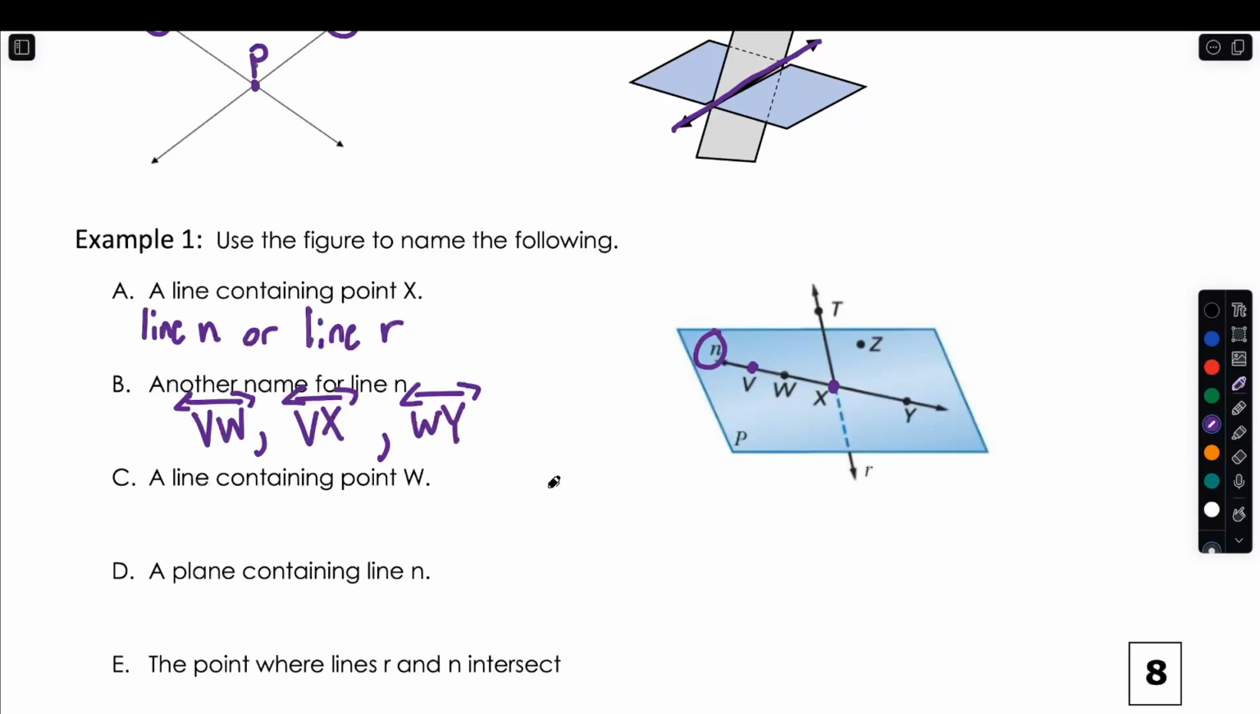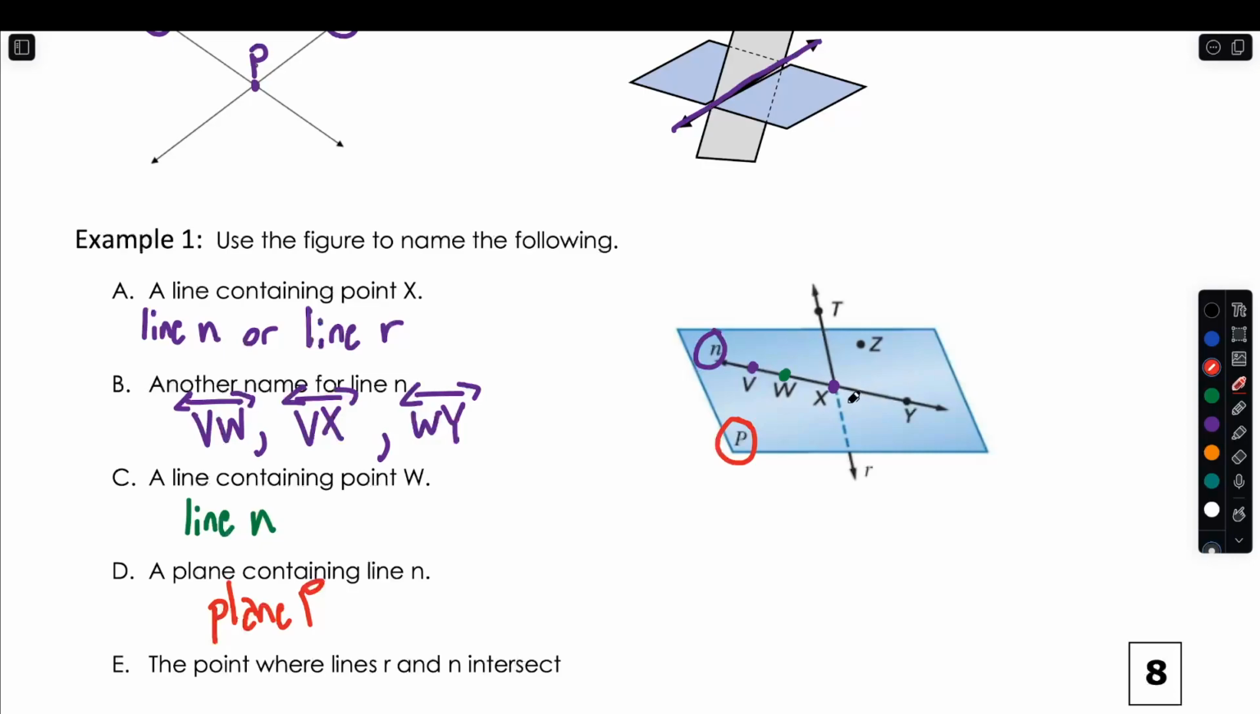Part C, a line containing point W. Again, we're just going to go find our point W here. And we see that point W is sitting on our line N. Part D, a plane containing line N. As best as we can tell, line N is sitting within this blue shape here. And the name of that blue shape would be P. So we would say plane P.